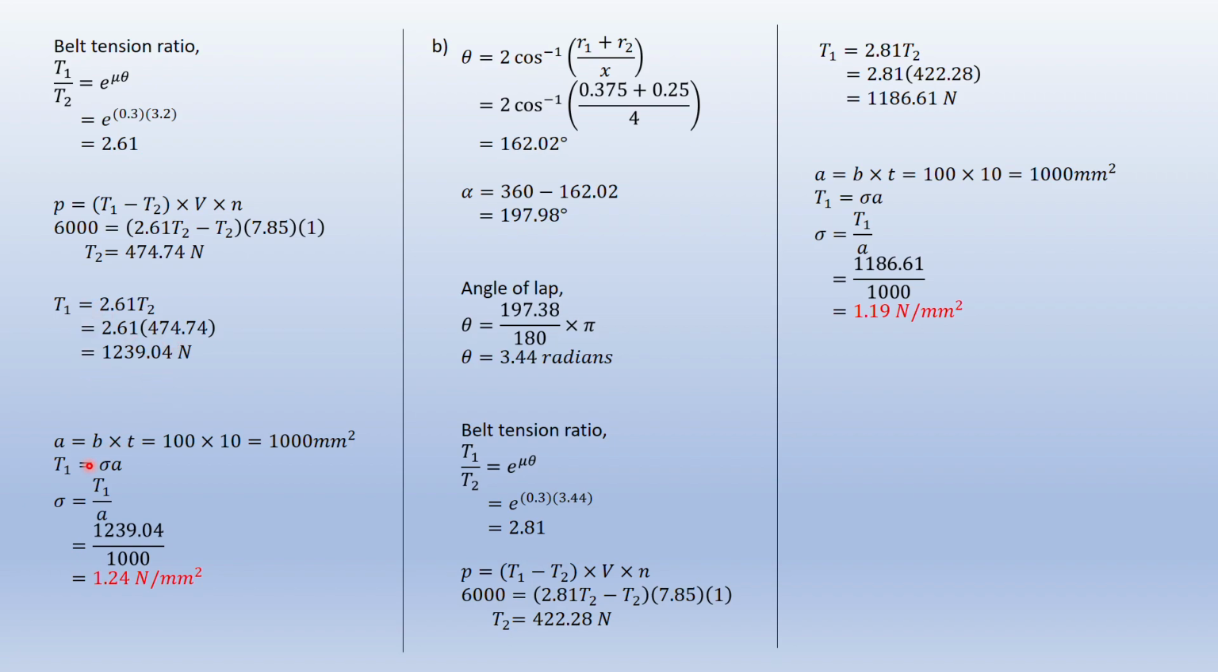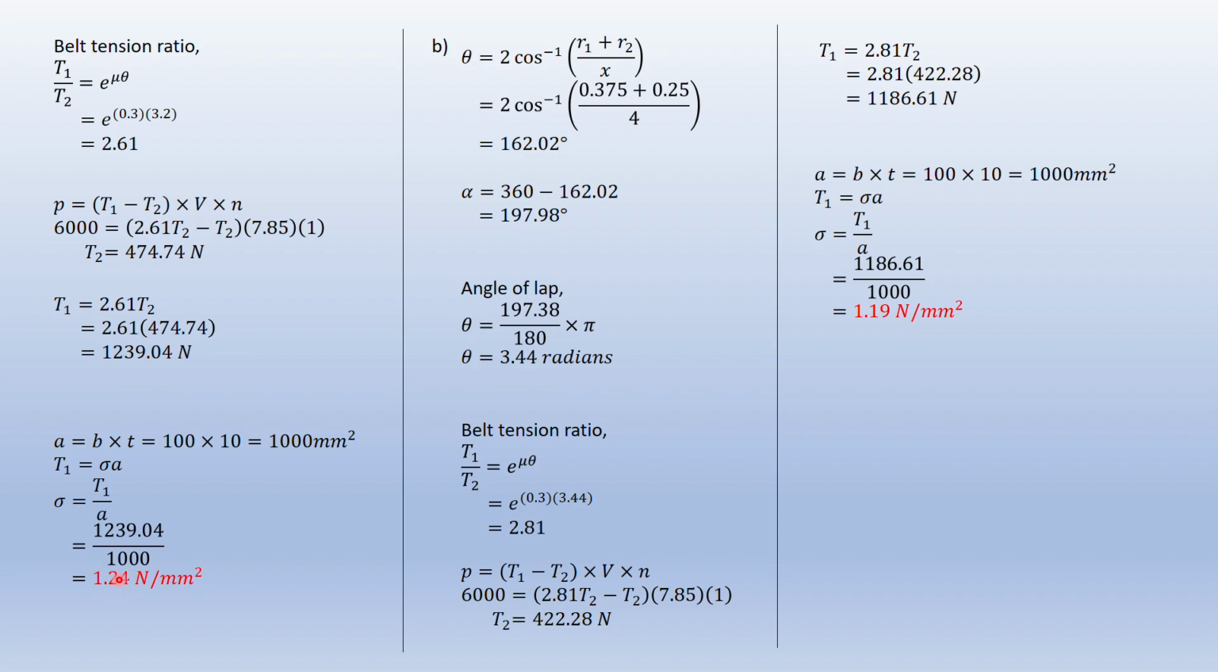Remember, you have to find the cross-sectional area. This is in mm square, please. If it is in meter square, then your unit should be Newton per meter square. If it is in mm square, then the unit should be in mm square. So for the stress, you have to take the maximum tension, the tight side tension. Not the 474. Please don't take the 474, put it here. It is always the tight side tension. So you got your 1.24 Newton per meter square.